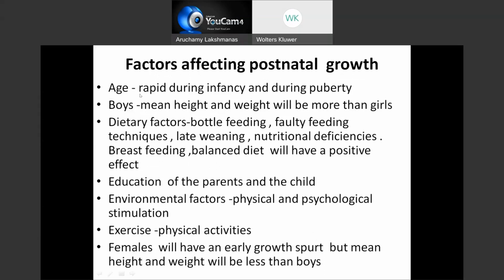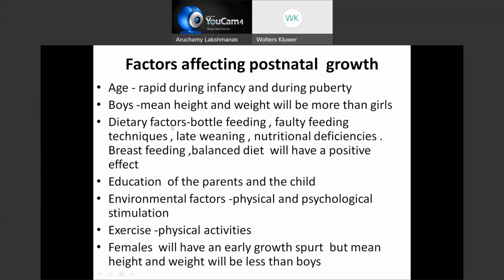So these are the factors which will affect postnatal growth. The age: there are two periods of rapid growth, in infancy and during puberty, and at other times the growth will be normal only. And boys will have a small increase in height and weight compared to girls.